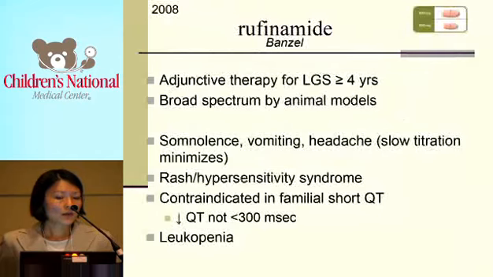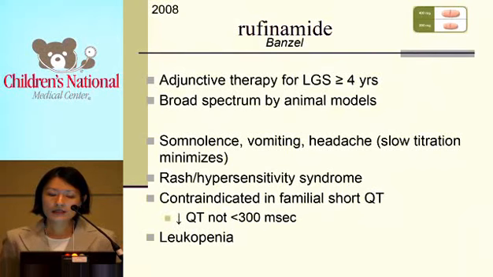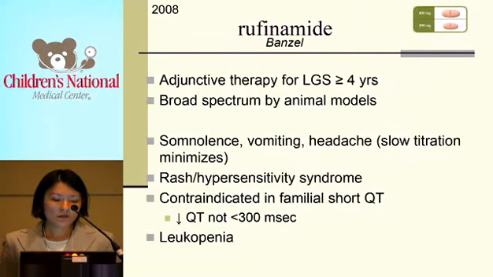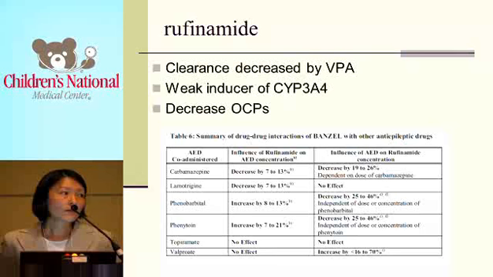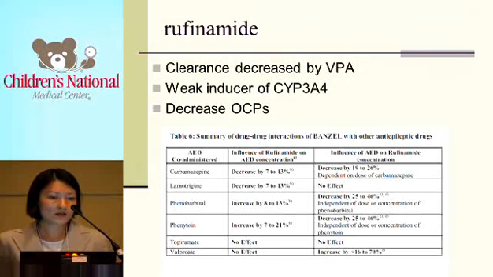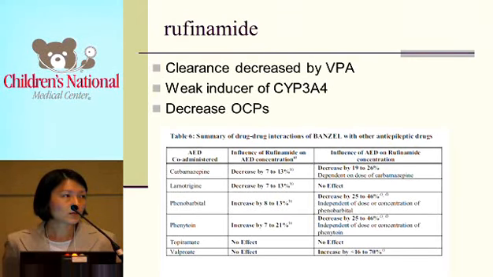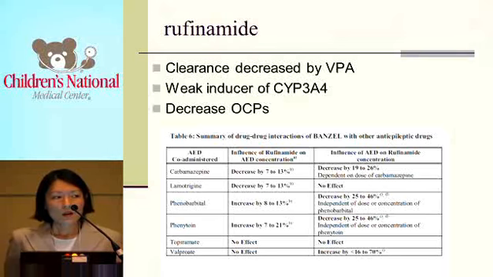Another medication is rufinamide or Banzel, which you may be seeing a little bit more because it is actually approved for kids 4 years or older with Lennox-Gastaut syndrome. You can see rash and hypersensitivity syndrome in this. It is contraindicated in the very rare familial short QT syndrome. It does have medication interactions, though, and one that may be related to general care is that it decreases oral contraceptive levels. There's a table within the prescribing information of other drug-drug interactions, and whenever in doubt, I always look in the prescribing information for specifics of that.